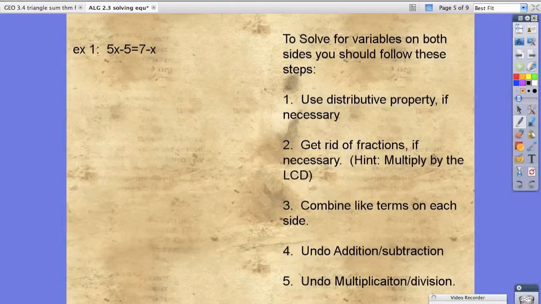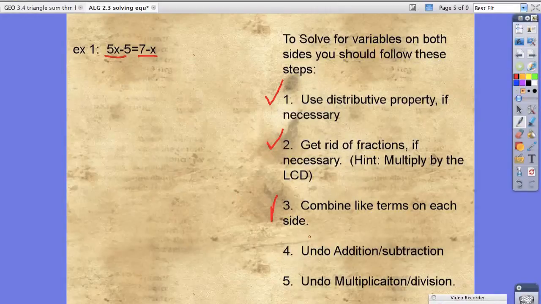So 1, use the distributive property if necessary, and in this instance there is none, so we can check that off. Number 2 says get rid of any fractions if necessary. None there, so we can check that off too. Then step 3 says combine like terms on each side. If I look on the left-hand side, there's nothing to combine. If I look on the right-hand side, there's also nothing to combine because the 7 does not have a variable and x obviously is a variable. So we can be done with that step.